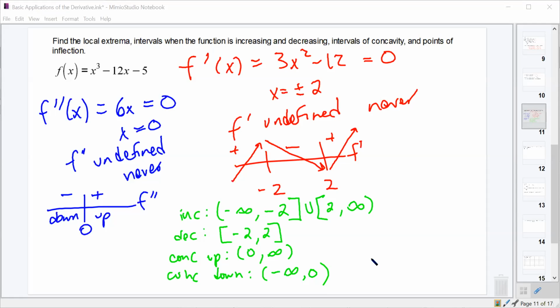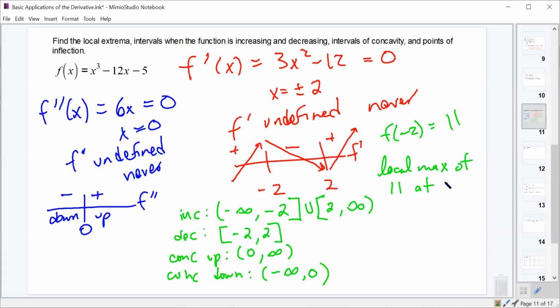All right, so what about a local max or a local min? So our local max we know occurs at -2, but if we're asked what are the local extrema, the local extrema is actually the y value. X equals -2 is the location where it occurs. So we have to figure out what is f of -2. It's -8 plus 24 should be 16 minus 5 is 11. So we have a local max of 11.